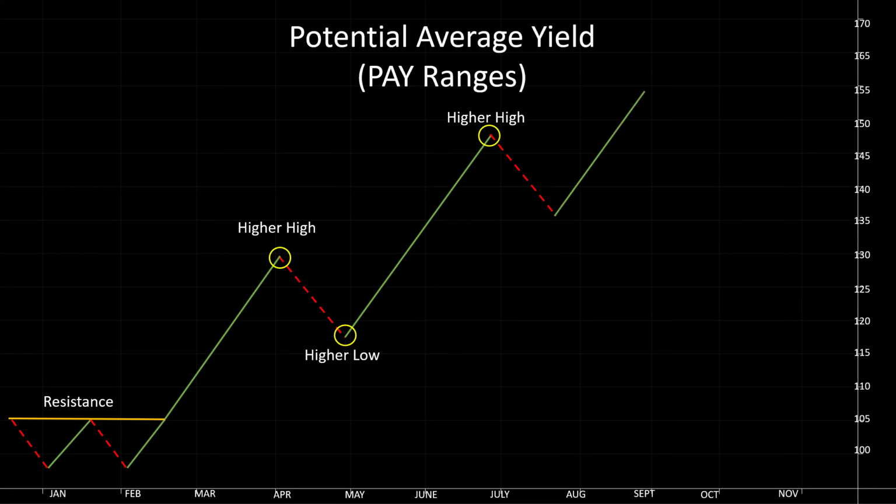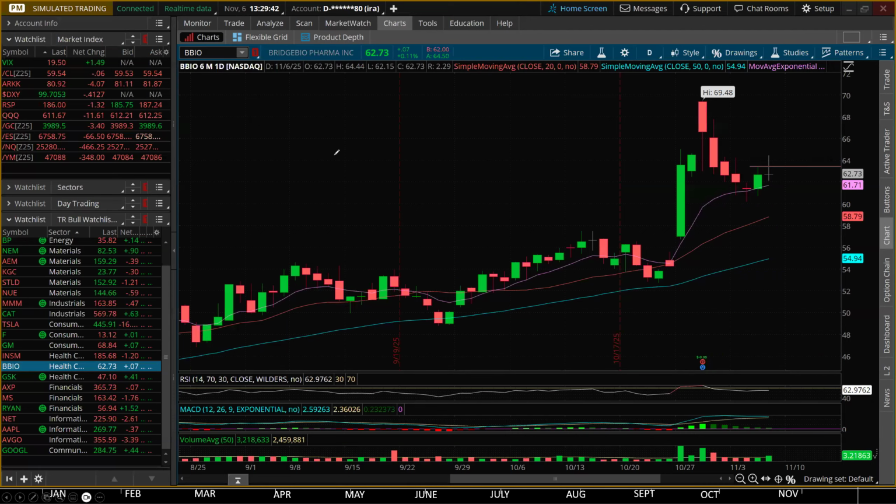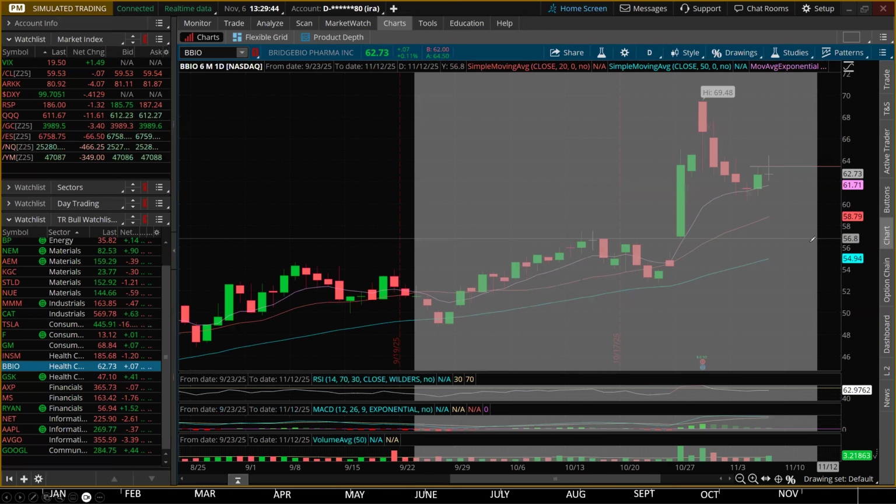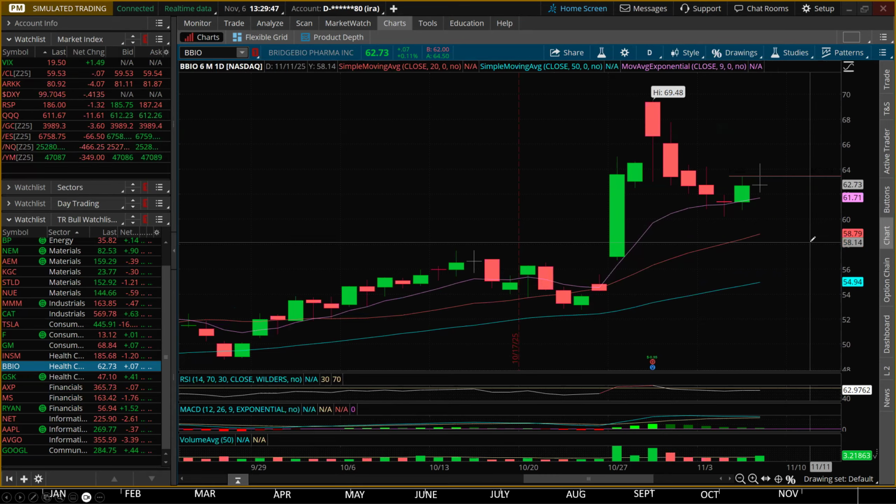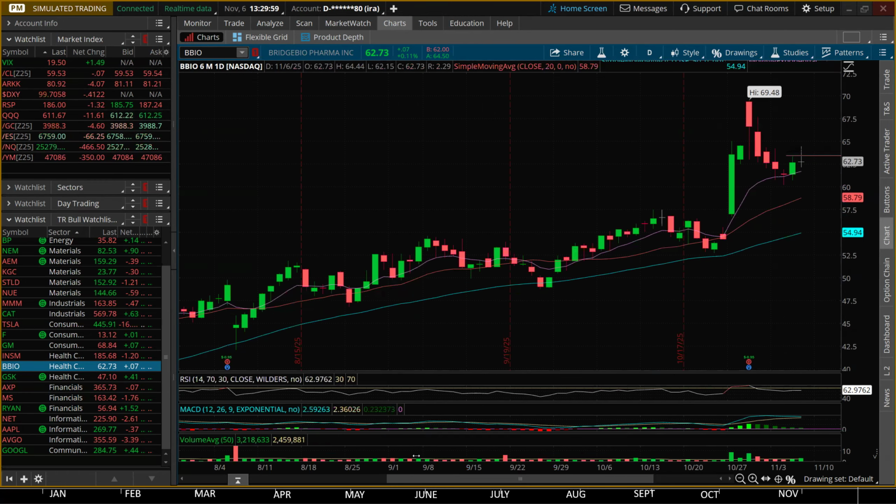Okay. Now, when we look at, say, BBIO here, I'll prep this one for you guys. When I look at BBIO here, sometimes when you're using potential average yield, it's kind of like using Fibonacci, where you have some subjective elements because you have to understand where the previous wave counts were.